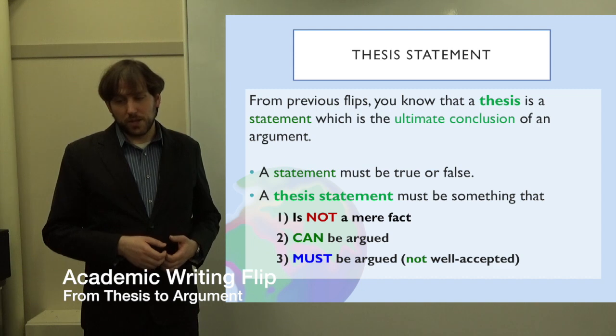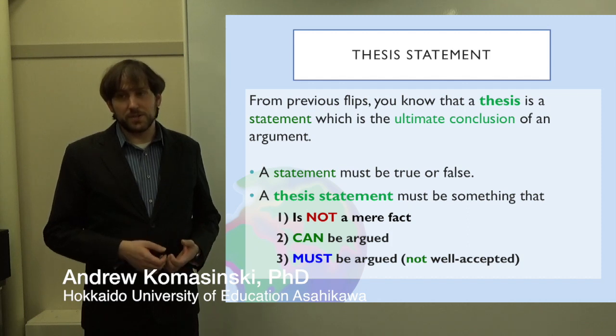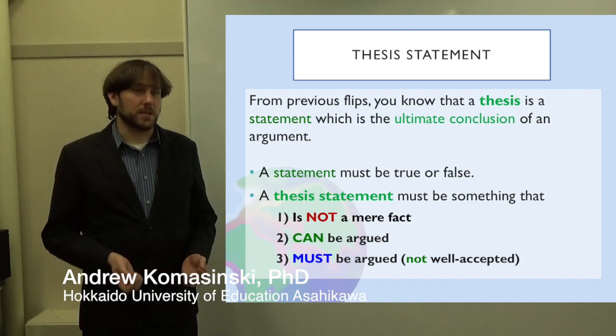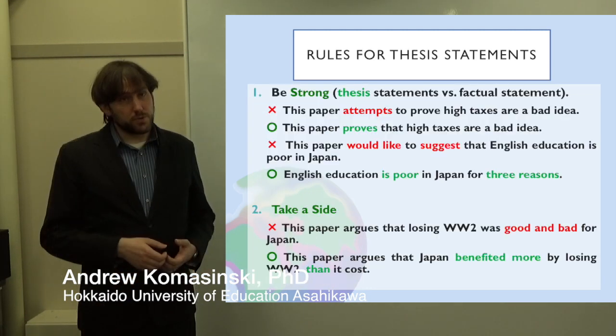From previous flips, you know that a thesis is a statement, which is the ultimate conclusion of an argument. A statement must be true or false. A thesis statement must be something that is not a mere fact, can be argued, and must be argued. This means that it's something that is not well accepted. Other rules that we looked at.